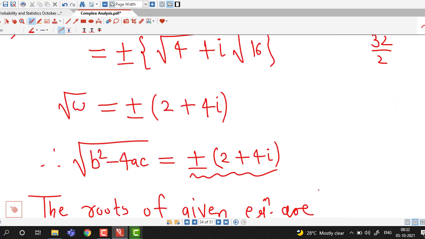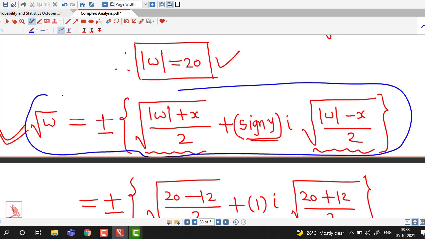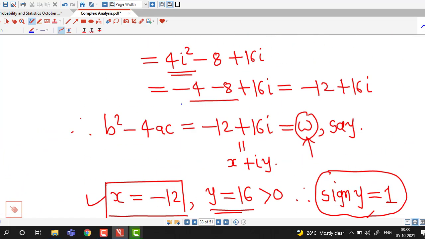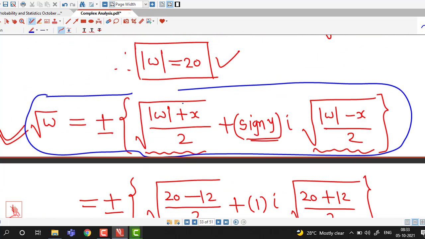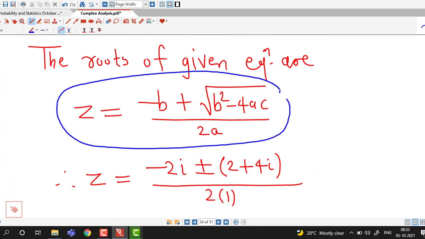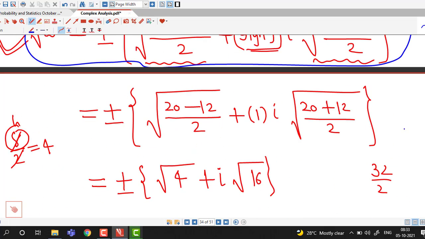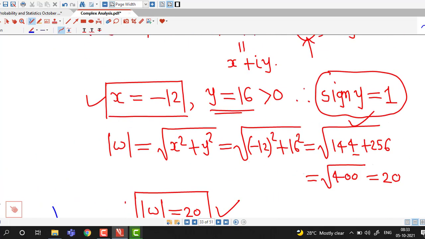Okay, so this is a very easy problem. You just have to remember this formula for finding square roots of a given complex number. You must remember this formula, and you must remember the formula for solution of a quadratic equation, which is z equal to minus b plus or minus square root of b square minus 4ac divided by 2a. So we are using this formula to find out roots of the given equation, and to find out square root of b square minus 4ac, we are using the shortcut formula for square roots of a complex number. Okay, so this is all about this session.